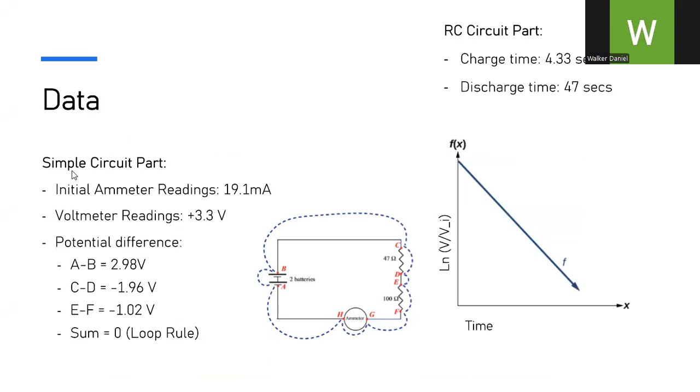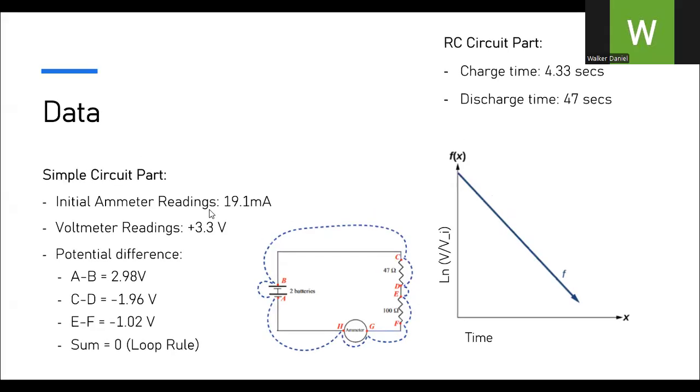In the simple circuit, initial ammeter readings were 19.1 mA, voltmeter readings were positive 3.3 volts. Potential differences: A to B, as you can see from this graph, equals 2.98, then C to D equals negative 1.96, E to F is negative 1.02, and the sum is zero.